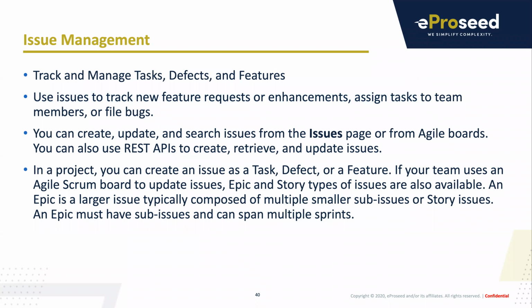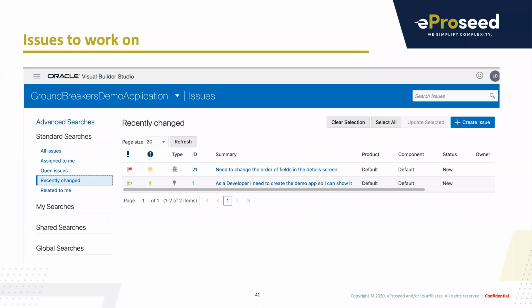What else do we have? Well, issue management. Obviously, if you use software development lifecycle tooling, you need to track and manage tasks, defects, features, everything. You need to have an agile board, Scrum board, to hold all the epics, user stories, and everything. Again, this is all part also of Visual Builder Studio. So you can see I can create issues. There's one open here, which is very urgent. There's a red flag. I need to change the order of fields in the detail screen. And there's also a user story that says, as a developer, I need to create a demo app so I can show it in presentations.